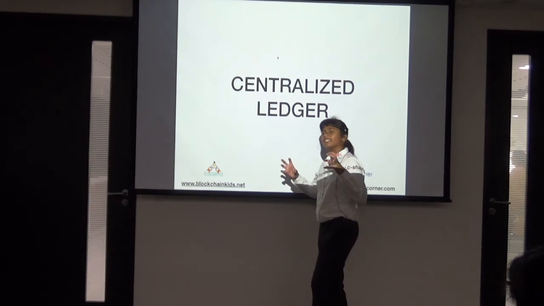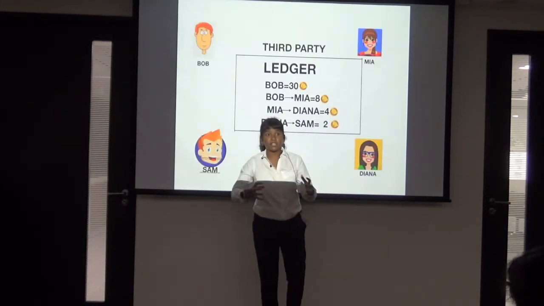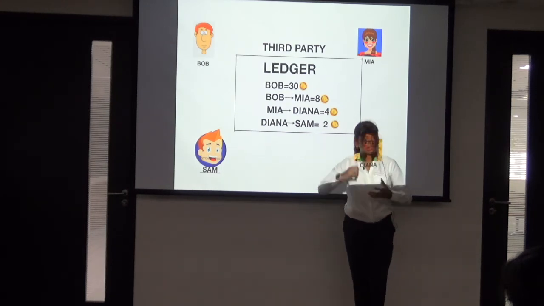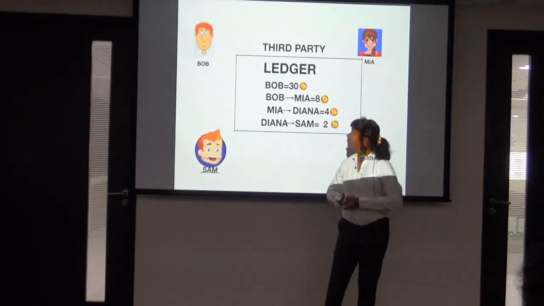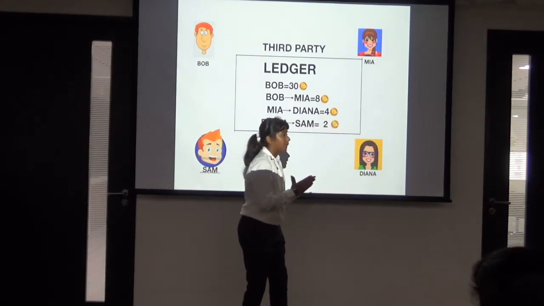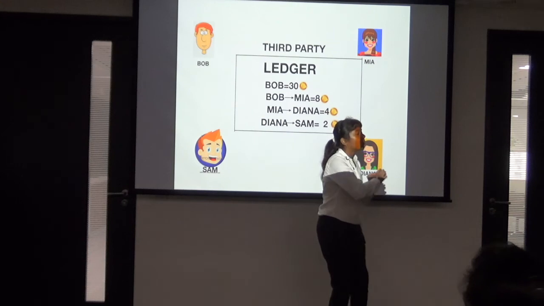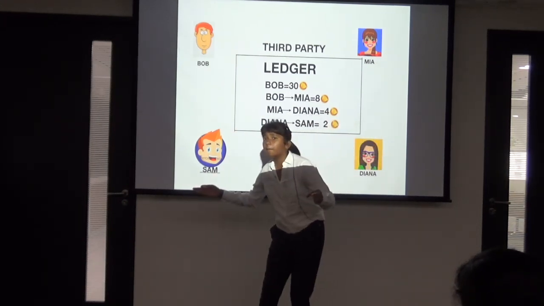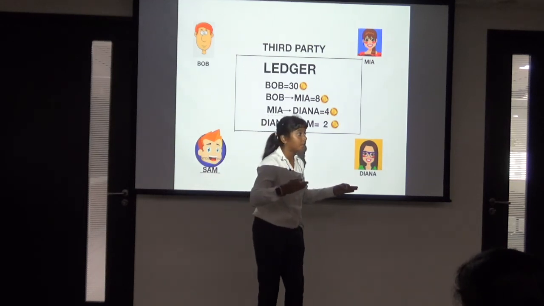Now, what is a centralized ledger? If you want to learn about a centralized ledger, you should know what a ledger is. A ledger is a record of transactions. In a centralized ledger, the ledger is with a third party. Everyone cannot see that ledger. So now what is the problem over here? In the ledger, there are chances of fraud.